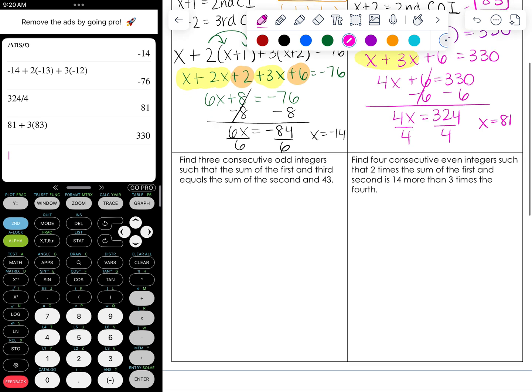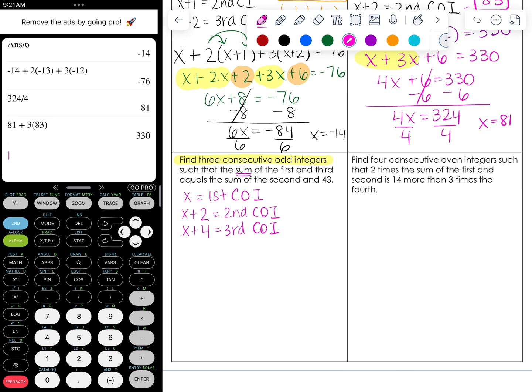Okay, we've got 2 more. Find 3 consecutive odd integers such that the sum of the first and third equals the sum of the second and 43. So I'm setting up 3 consecutive. So that means I'm going to have x, x plus 2, and x plus 4, right? x is your first consecutive odd integer. I add 2 to get to my next odd integer, and then you're adding 2 again, which means you're really adding 4 to get to your last integer.